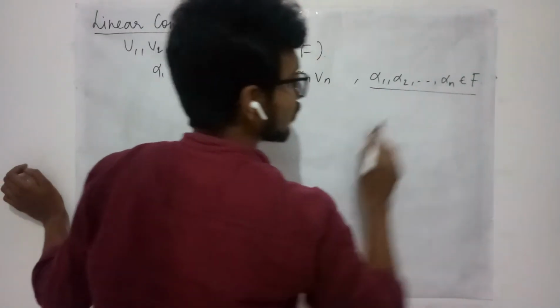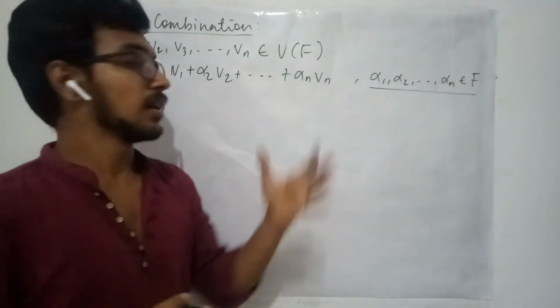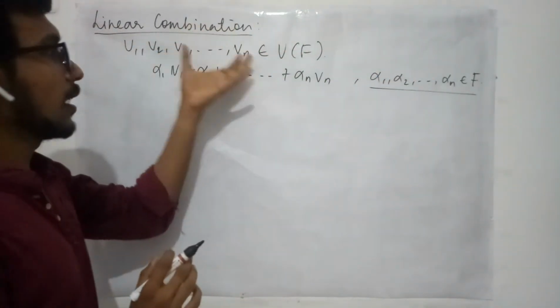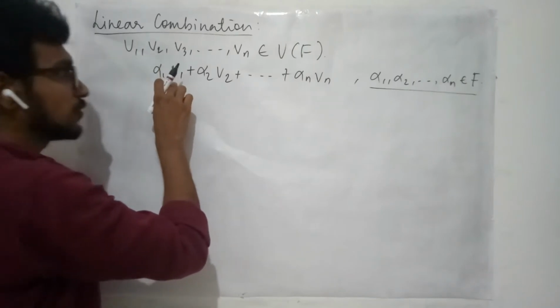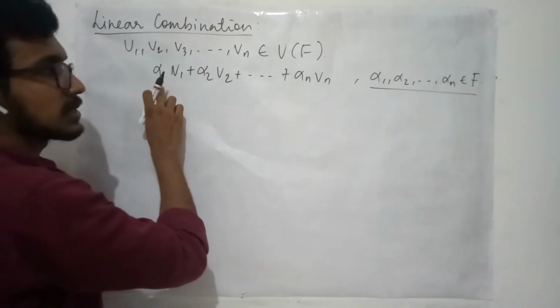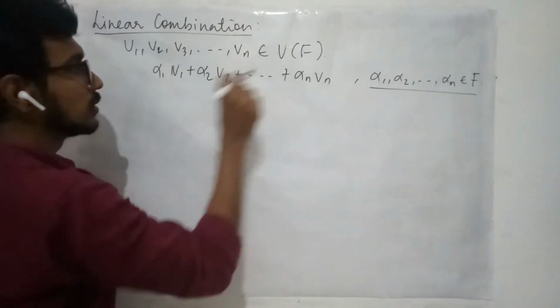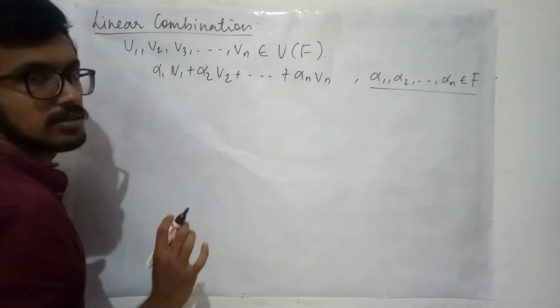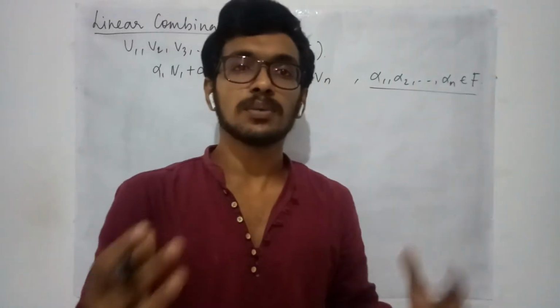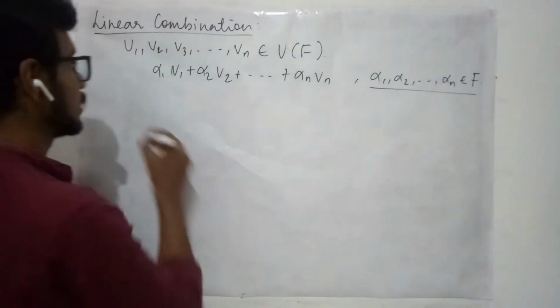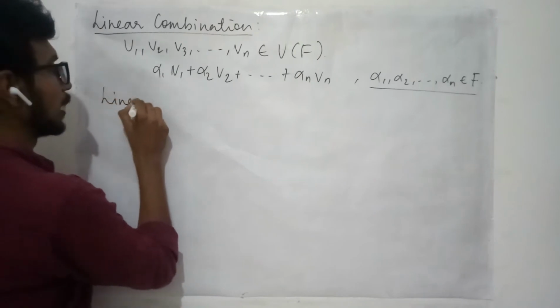So these alpha 1, alpha 2, alpha n are scalars. So with the scalars, and we have some vectors, for each vector I am multiplying some scalar and I am making the sum. So this is known as a linear combination. With this linear combination, what are the things that we can play? We can form something called linear span.